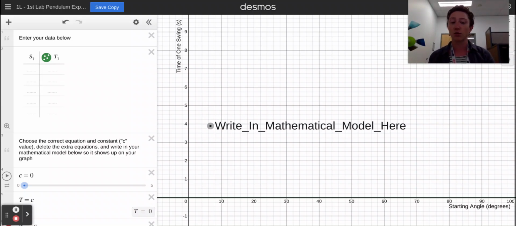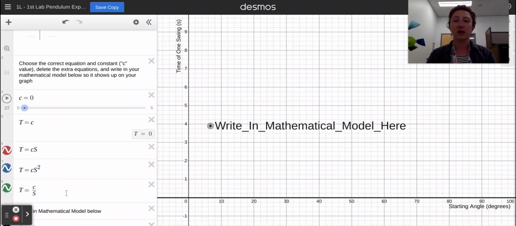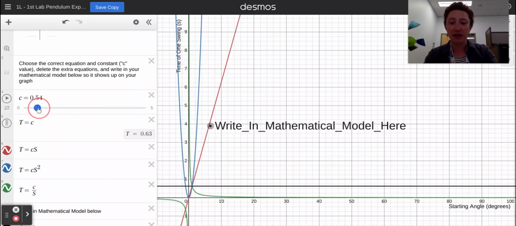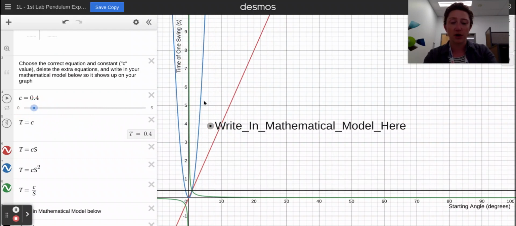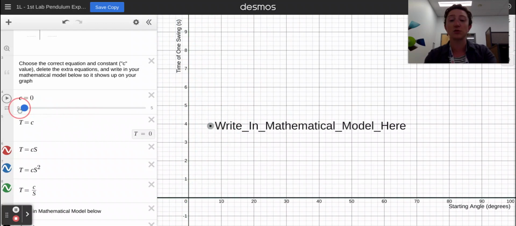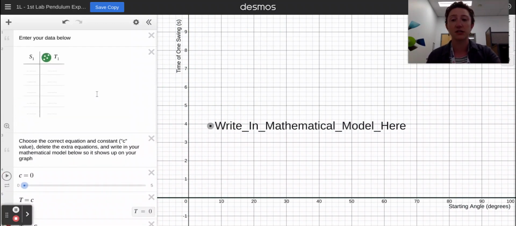All right, so what I'm going to do right now is put in some fake data and show you how I would manipulate this. The key here is that if you are using one of the links that I provide, you're going to have these equations already put into the program. So when you move this C bar, then you'll see these common patterns show up. And so it's really important that you are using the links that I provide and not just going straight to the Desmos website.